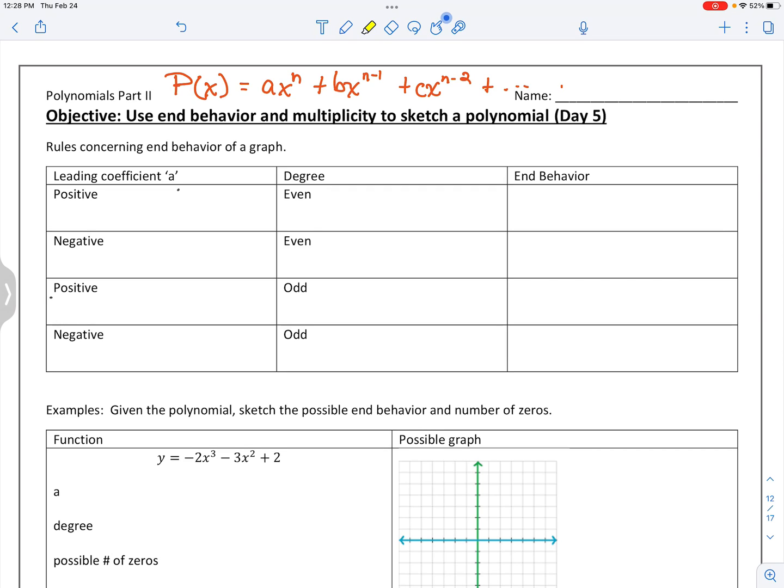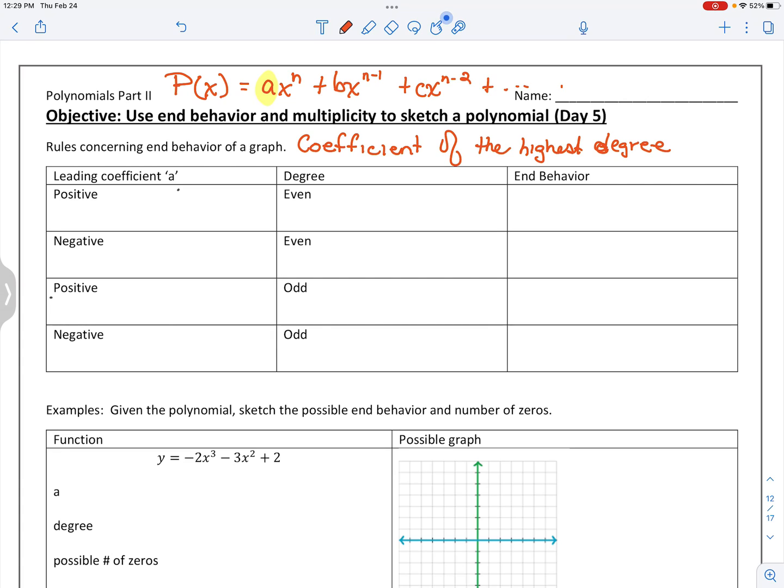So we call this a leading coefficient. It is the leading coefficient. It is the coefficient of the highest exponent. So a leading coefficient is the coefficient, the numerical number of the highest exponent. And that leading coefficient gives us some information about the graph.